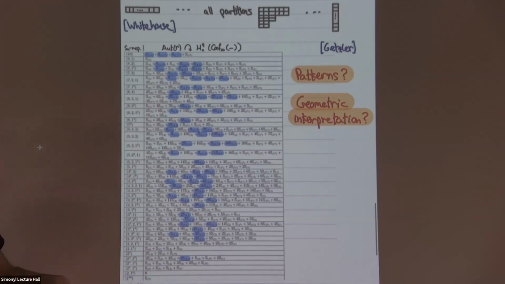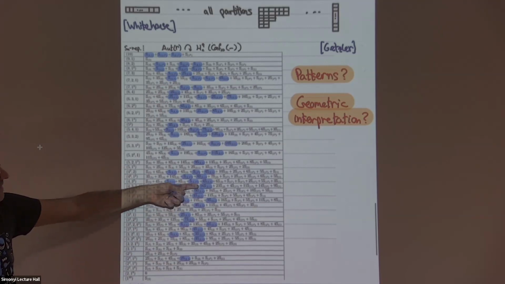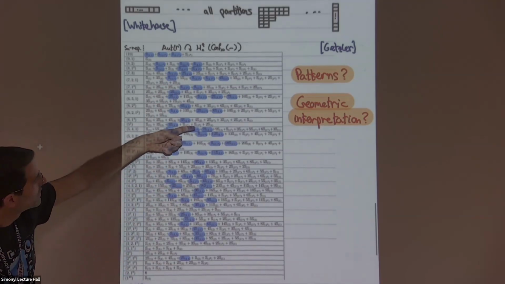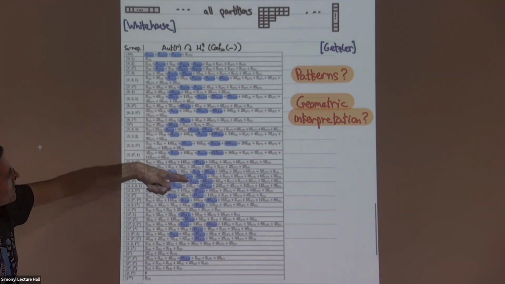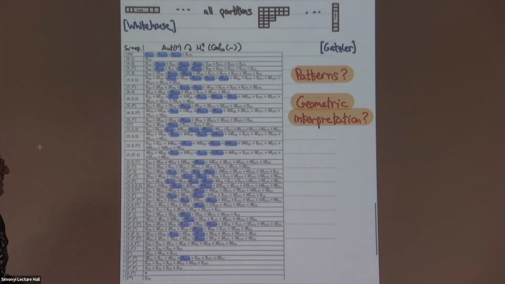And some of them occur with high multiplicity. Some occur 16 times. I think that's the highest one. So 16 times some multiplicity. All right, so we have lots of data. We ran this on computers. We know all these representations up to n equals 10 points.